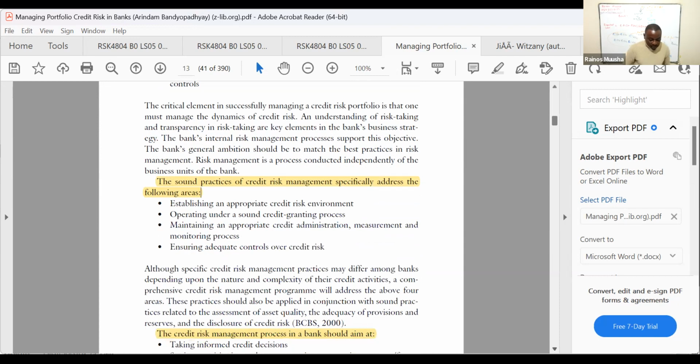On the next section, they also discuss and they say the sound practices of credit risk management specifically address the following areas: establishing an appropriate credit risk environment, operate under a sound credit granting process, maintaining an appropriate credit administration, measurement, and monitoring process, and ensuring adequate controls over credit risk as well.